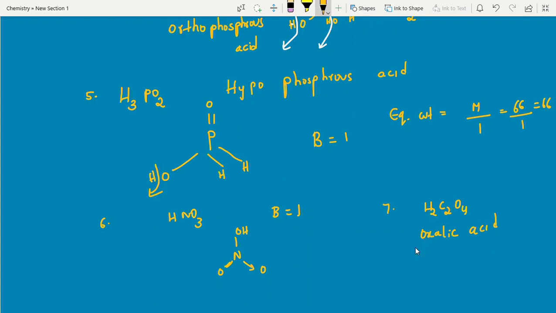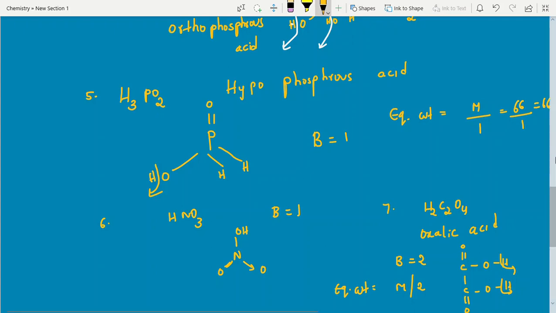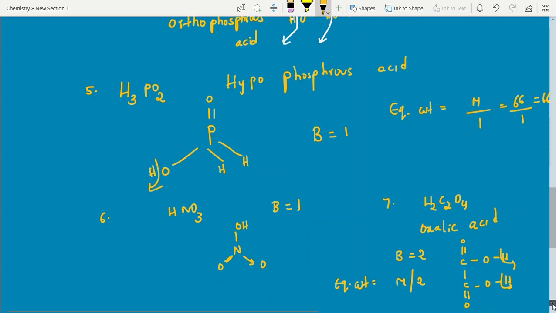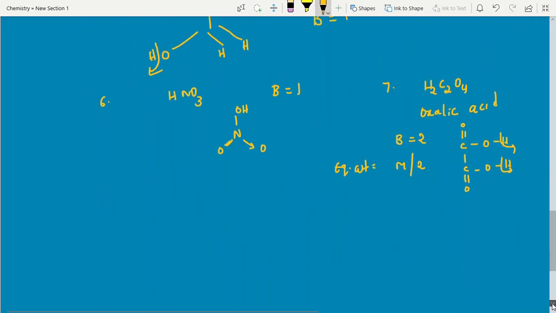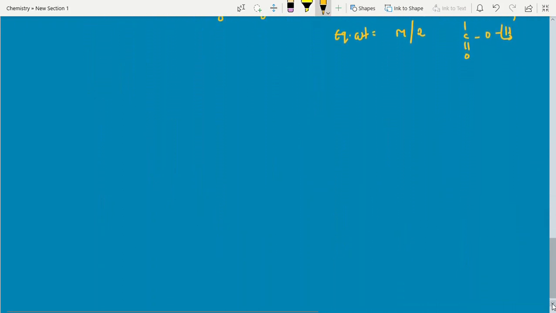What is the oxalic acid formula? You can write the expanded form, C double bond O OH, C double bond O OH. Oxalic acid H2C2O4. Easily replaceable hydrogens are 2. That is nothing but N factor equal to 2, so equivalent weight is M by 2. Okay, you can expect questions like this also: M by 1, M by 2, M by 3, M by 4, like this in terms of M. M is nothing but molecular weight. Simplified answers and options in terms of M are also given, and our calculation depends on the answer options.